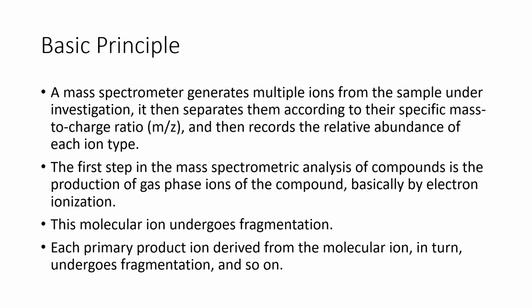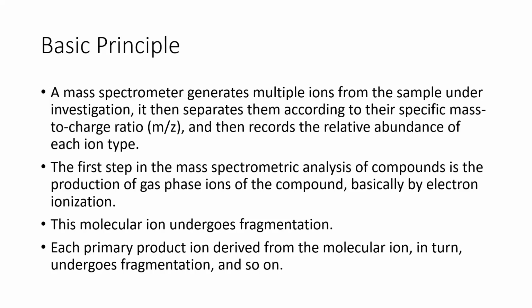So the first step in mass spectrometric analysis of compounds is the production of the gas phase ion. Your compound is first vaporized by electron ionization. When your compound, whether it is liquid or solid, is introduced into the mass spectrometer, there will be production of ions in the gas phase. Then this molecular ion that has been vaporized now undergoes fragmentation. And each product ion or fragment ion derived from the molecular ion can also further fragment and be broken down into other fragments.